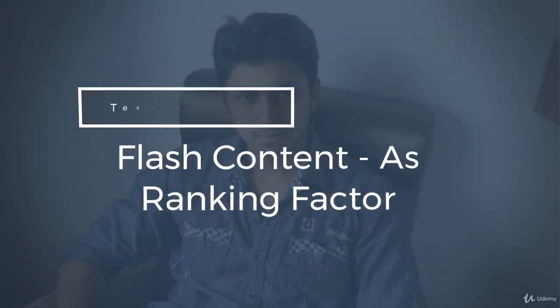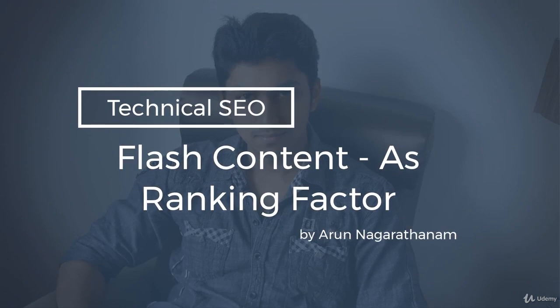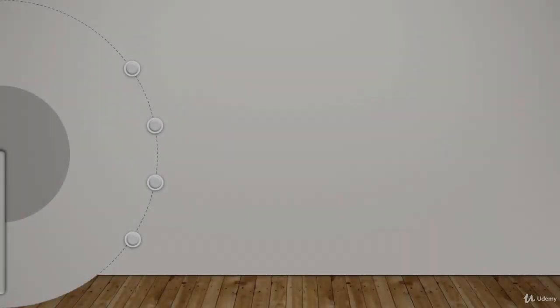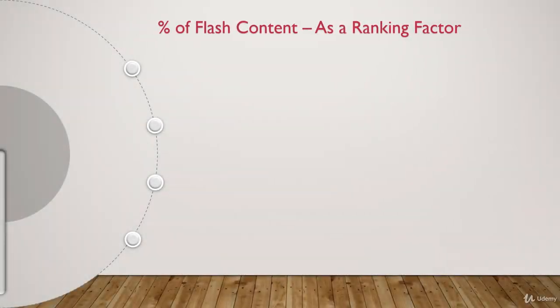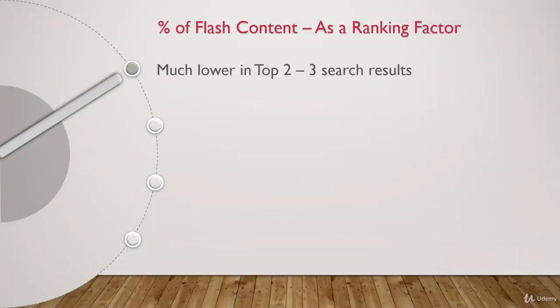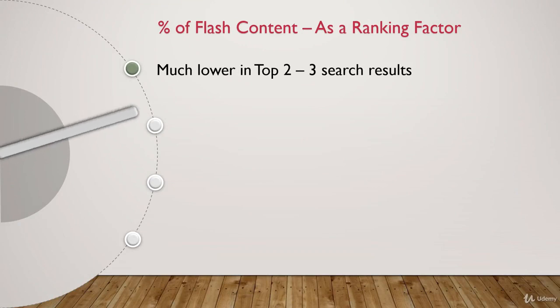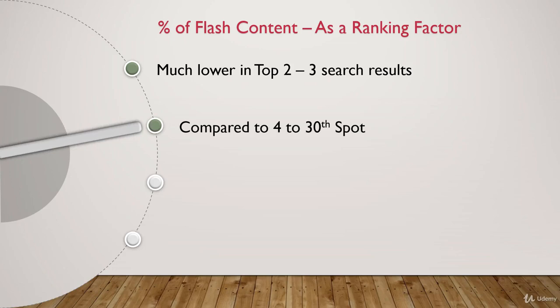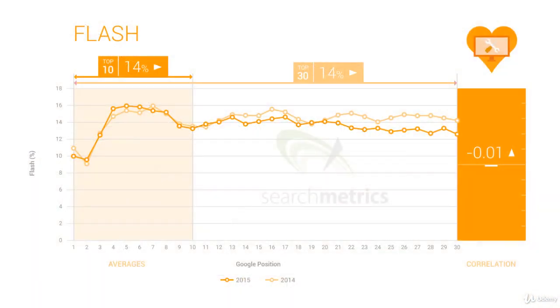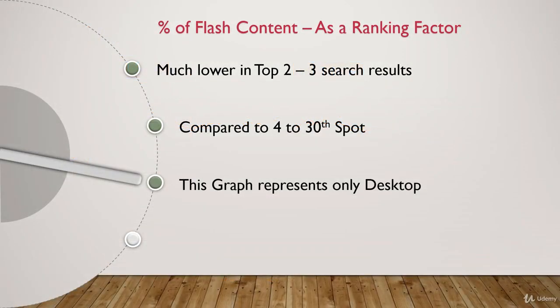In this lecture, we are going to see what percentage of websites that come in the 1st to 30th search result positions contain flash content. The proportion of pages that use flash is significantly lower in the first 2 to 3 search result positions compared to the 4th to 30th positions. This graph represents only the desktop search results.